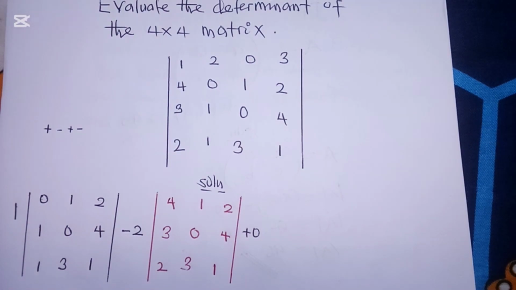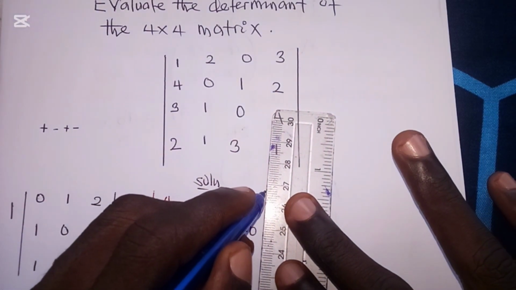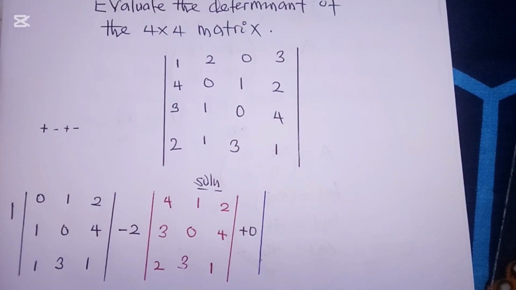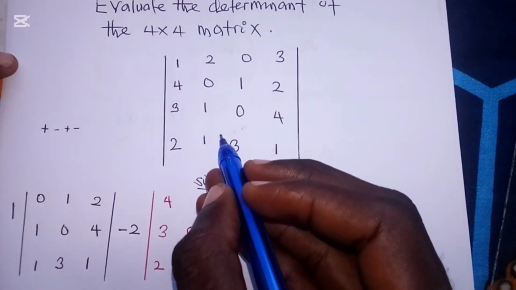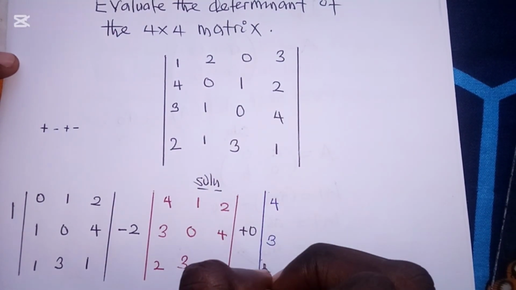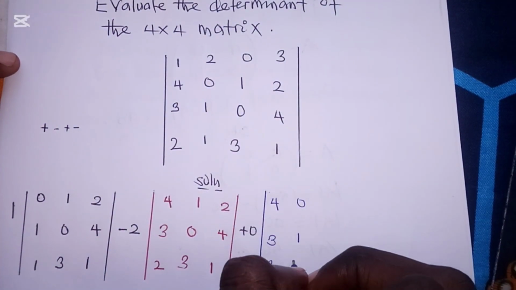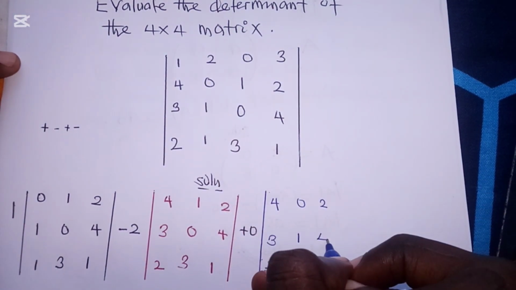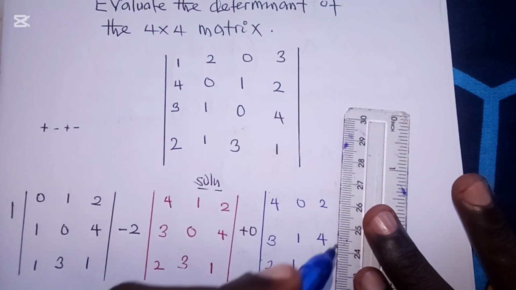Then let's write the numbers that we are going to have from that point. We are already ignoring this row and the column. Now the numbers that you are going to expect at the end are 4, 3, 2. Then you have 0, 1, 1. Then you have 2, 4, 1. So these are the numbers that you have to expect.